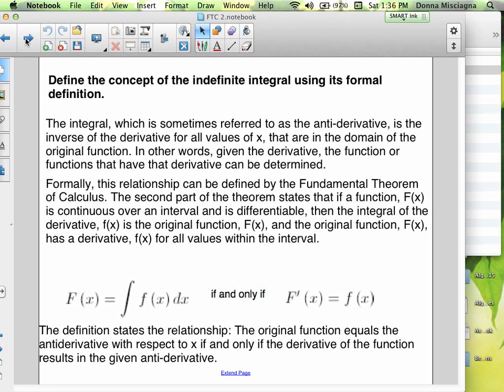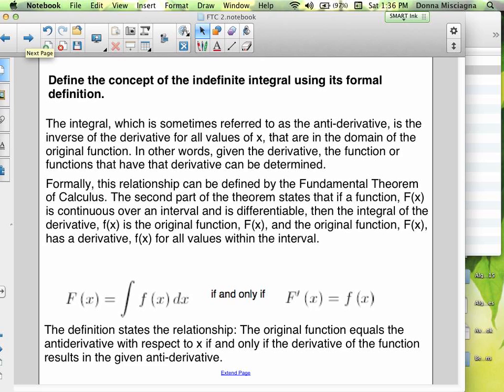And the original function, big F(x), has a derivative, little f(x), for all values within the interval. So big F(x) equals the integral of f(x) if and only if the derivative of F(x), in other words F'(x), is little f(x). We're not taking consideration of the constant, right? No, exactly, not including the constant. So this definition states that the original function equals the antiderivative with respect to x, if and only if the derivative of the function results in the given integrand.